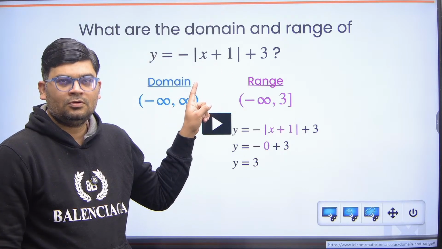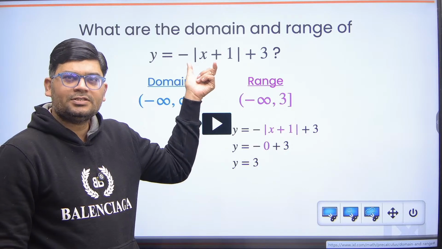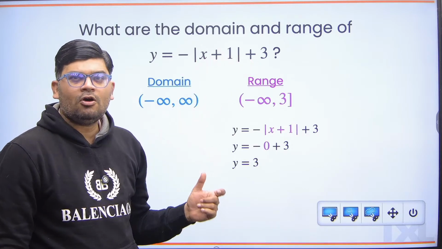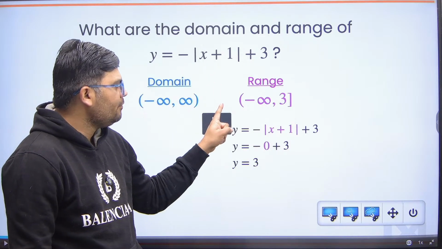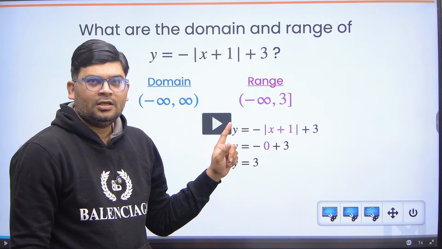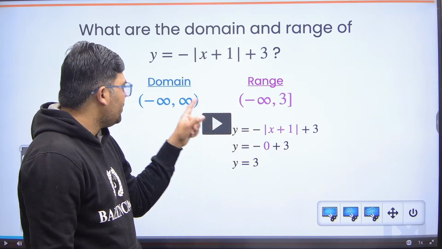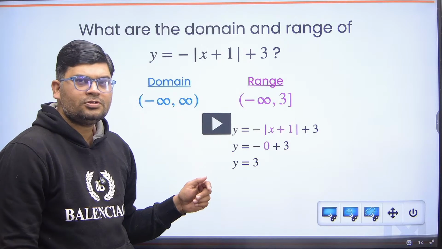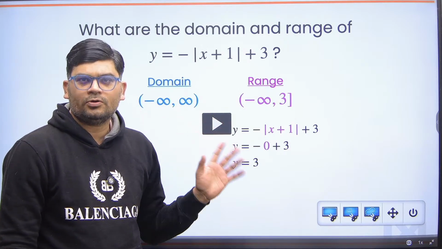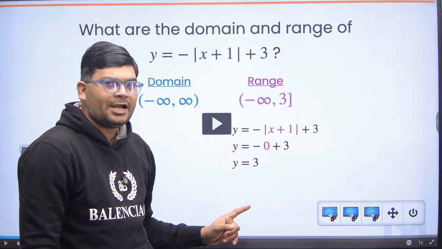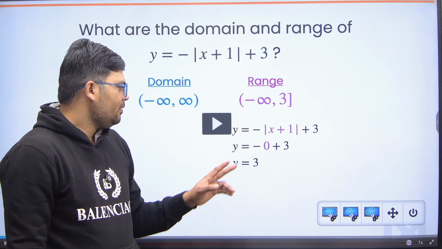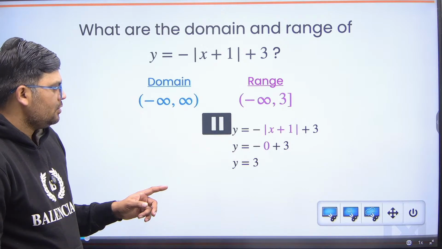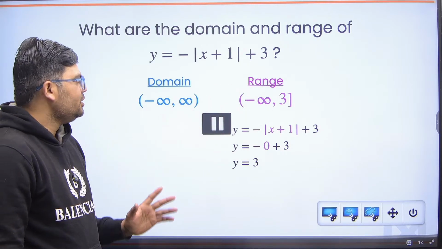The maximum value that it can have is 0. So 0 plus 3 will be how much? 3. So the range will go from negative infinity to 3. Please note that when round brackets are used, it means those numbers are not included. If I use a square bracket, it means 3 is included. So this is the range, and this is the domain.